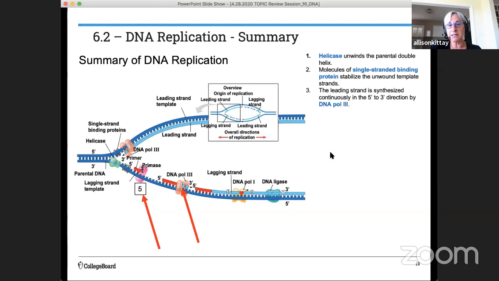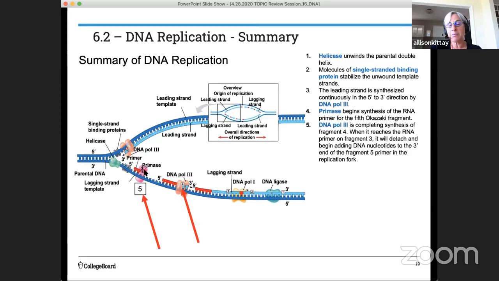The leading strand is synthesized continuously in the 5' to 3' direction by DNA polymerase. Primase begins the synthesis of the RNA primer for that 5th Okazaki fragment. DNA polymerase 3 is completing the synthesis of fragment 4. I've got those arrows to show you that. When it reaches the primer on fragment 3, here's the primer on Okazaki fragment 3, it will detach and begin adding DNA nucleotides to the 3' end of the fragment 5 primer in the replication fork.